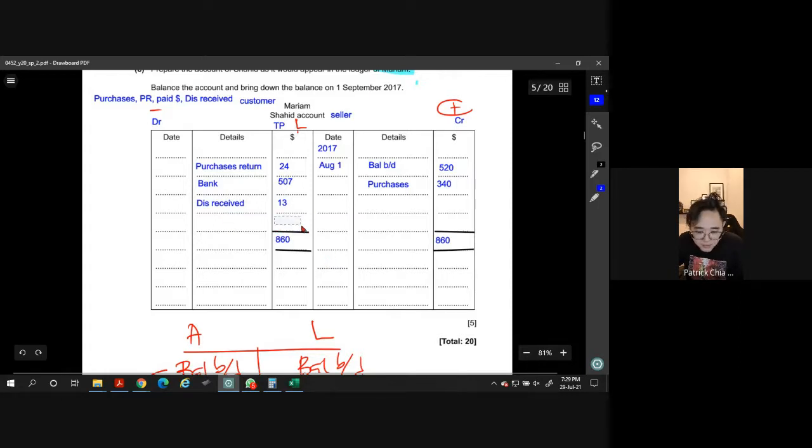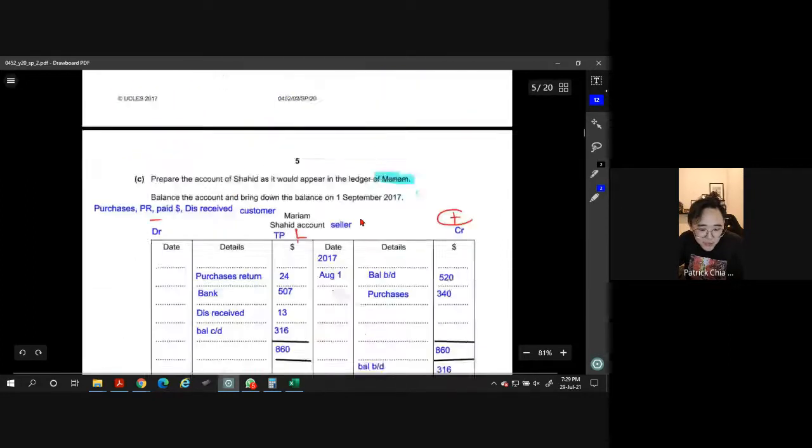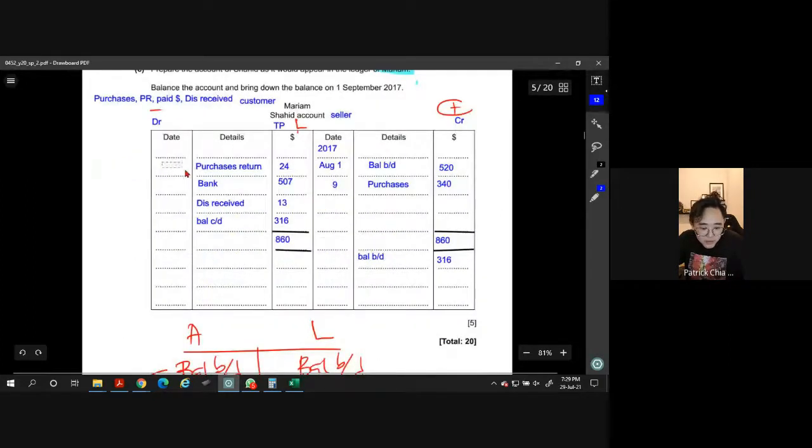So this is called balance CD. After balance CD, don't stop. Continue on with your balance BD, 316. Then you can do all the dates now. I slowly put in all the dates. Purchases just now was on the 9th, and then this one on the 13th, August 13th, 2017, and then this one is on the 24th. Balance CD last date is 31st, and then this one is September 1st.